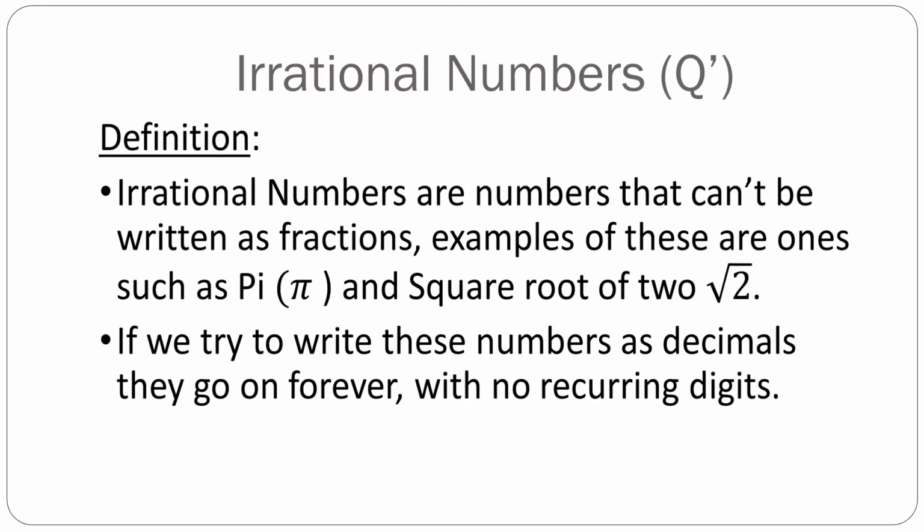We then have irrational numbers, symbol Q prime. Definition. Irrational numbers are numbers that can't be written as fractions. Example, pi, or the square root of 2. If we try to write these as decimals, they go on forever with no recurring digits.